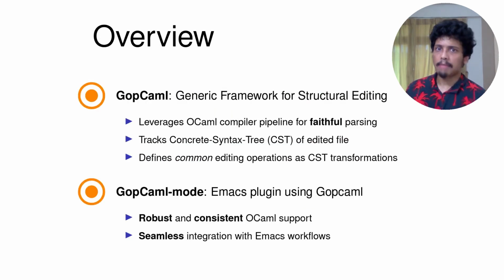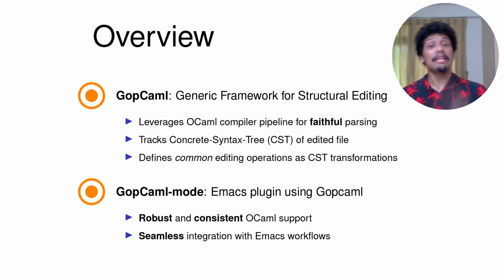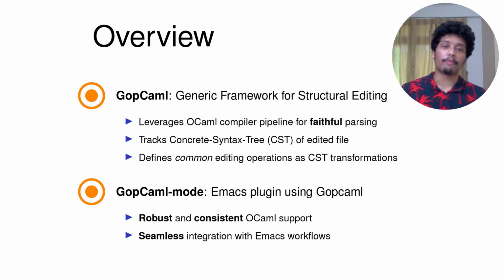So that kind of wraps up everything that I wanted to speak about today. Just to summarize the main points, GopCaml is an editor-agnostic generic framework for structural editing, and to implement this, we leverage the OCaml compiler pipeline for faithful parsing and use a mix of zippers and ASTs to implement these kinds of structural transformations. GopCaml mode happens to be a particular Emacs plugin that uses the GopCaml framework to provide robust and consistent OCaml support for Emacs.